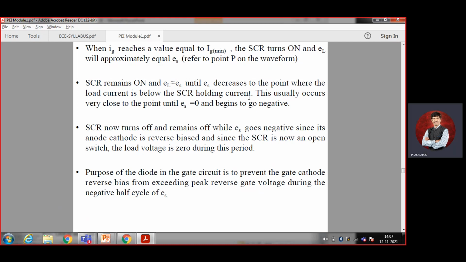So IL has decreased when the ES is decreasing. When the source voltage is decreasing, obviously your current also keeps decreasing. This usually occurs very close to the point where ES becomes 0 and begins to go negative. Because it's an AC, it keeps on increasing and decreasing. It's crossing the 0, it will go to negative. SCR now turns off and remains off while ES goes negative since its anode cathode is reverse biased, and since the SCR is now an open switch, the load voltage is 0 during this period.